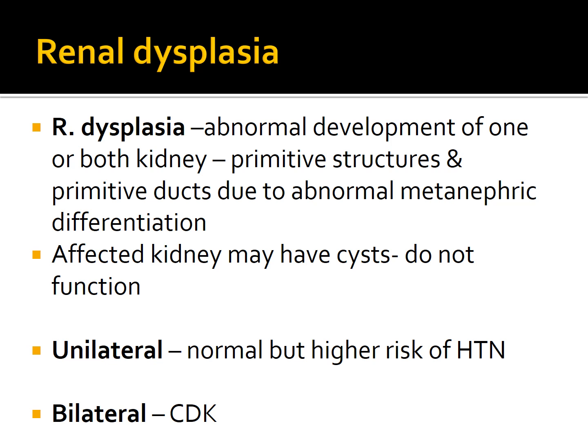So with unilateral, symptoms are not much, they are normal, but they have a higher risk of having hypertension in life. Whereas with bilateral renal dysplasia, a person will have chronic kidney disease. So a person will require dialysis or renal transplantation. They survive, but they have sequelae like this if it is a bilateral one.